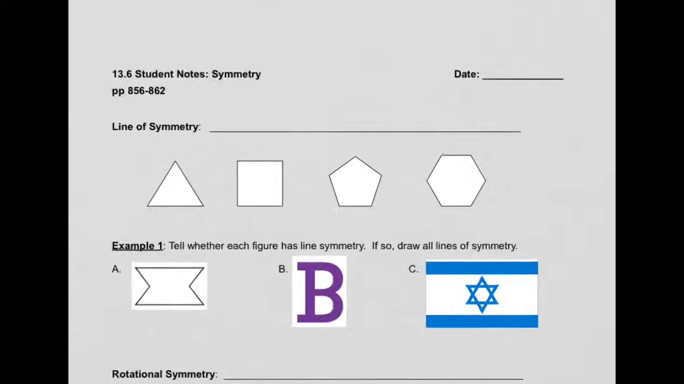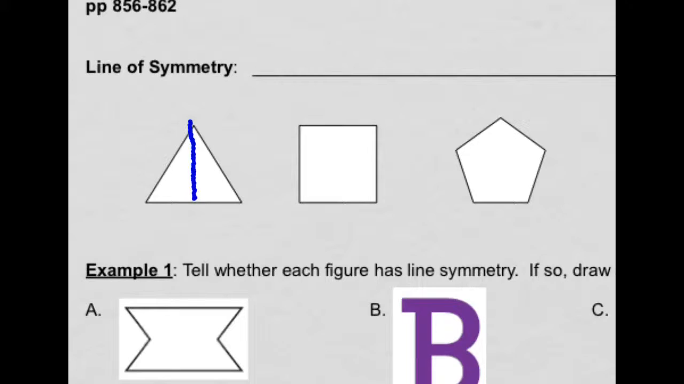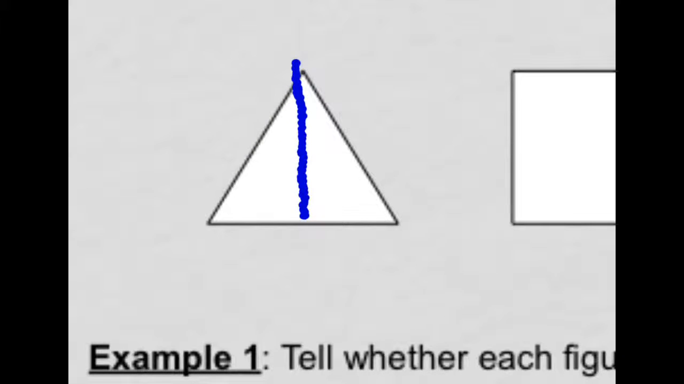And let's just dive right in. We're looking at symmetry. The idea behind symmetry is that I could draw a line down the middle of a figure. Let me pop this figure open here. I could draw a line down the middle of the figure, and I could fold that figure in half over that line. And it would match up perfectly.